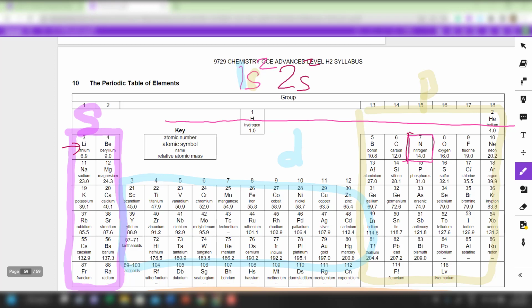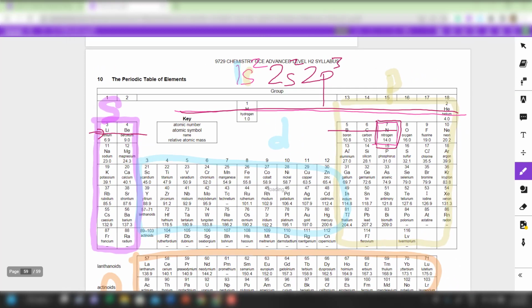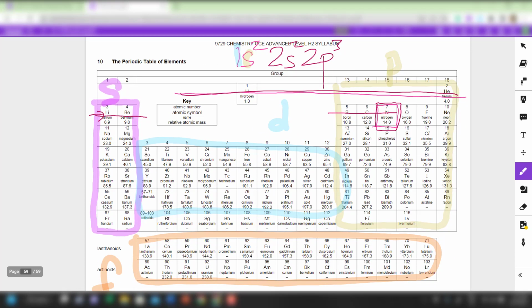And then nitrogen is the third element in the p block in period 2. So in this case, still period 2, 2p. The number of electrons will be 3 because it's the third element in the p block. So 2p3. So in this case, the electronic configuration of nitrogen will be 1s2, 2s2, and then 2p3. So this is how we can go about using the periodic table to write out the electronic configuration.